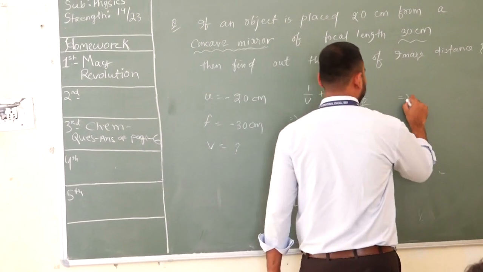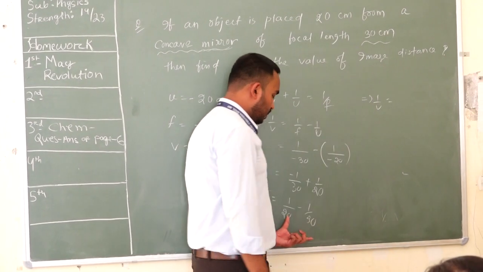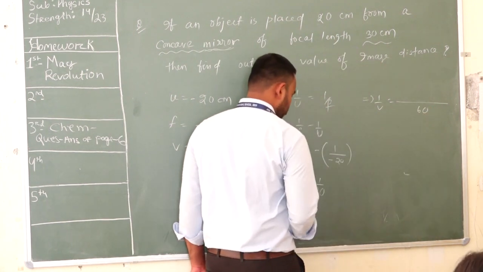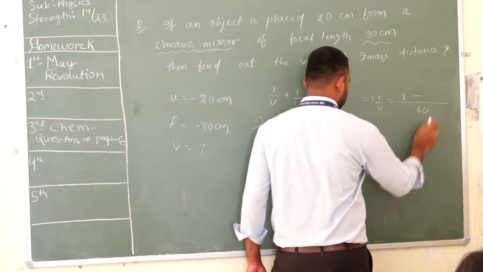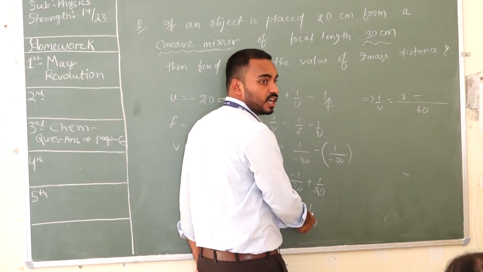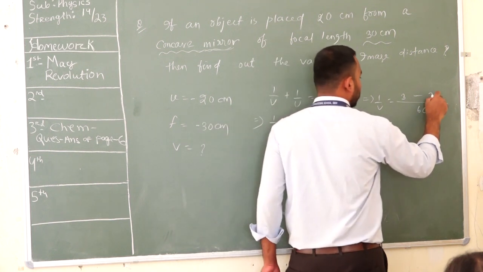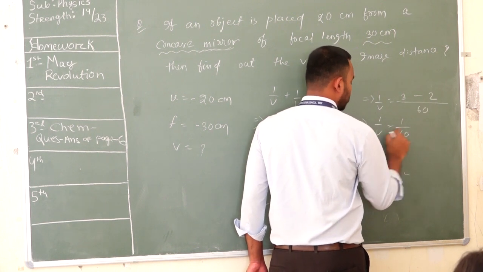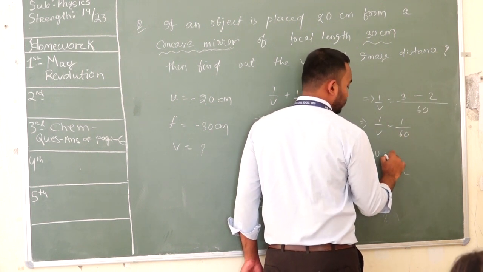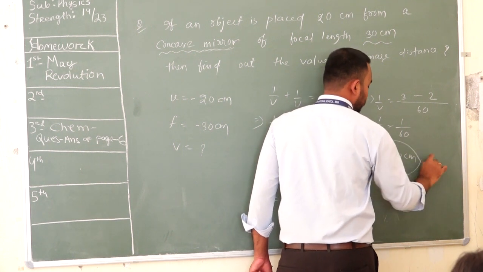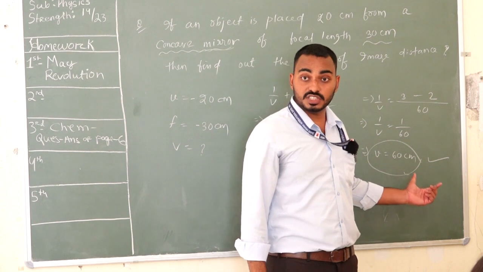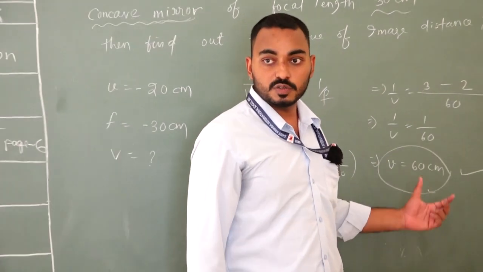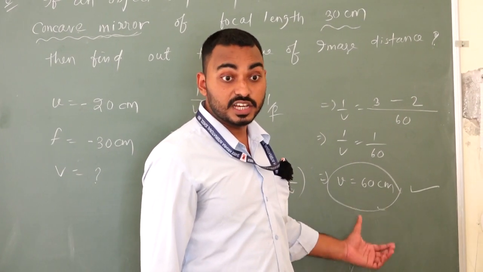1 by V. In the next step, 1 by V is equals to, LCM of 20 and 30 will be how much? 60. 60 by 20 how much? 3. 3 into 1 is 3, minus 60 by 30, how much? 2. 2 into 1 is 2. 1 by V is equals to 3 minus 2 by 60, that is 1 by 60. V is equals to 60 centimeter. If V is coming positive, that means what type of image is it? Virtual and erect image. If it was minus, then it would be a real image. Clear?